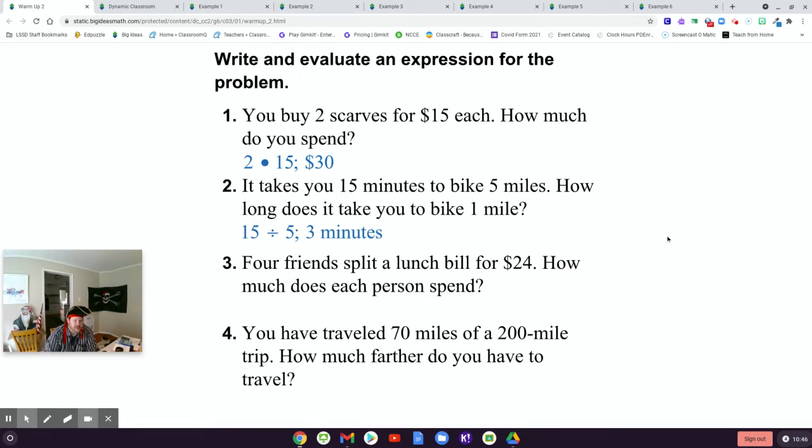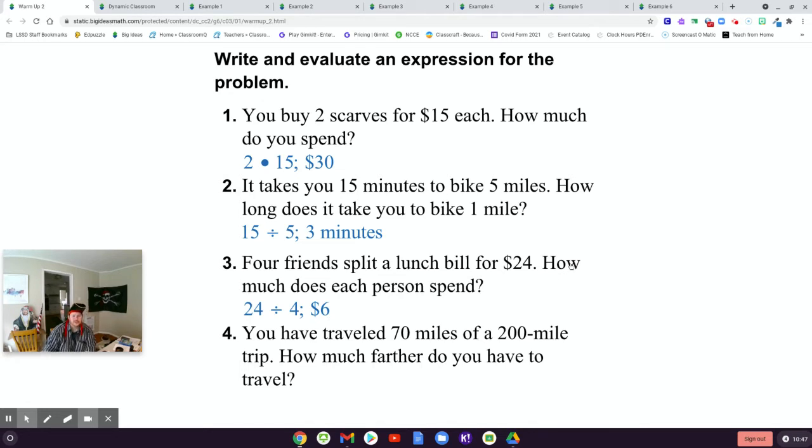Okay, for the third one, 4 friends split a lunch bill that costs $24. How much does each person spend? Again, what operation would we be doing on this problem? So it's $24 divided by 4 people is $6 per person. So that is a division problem.